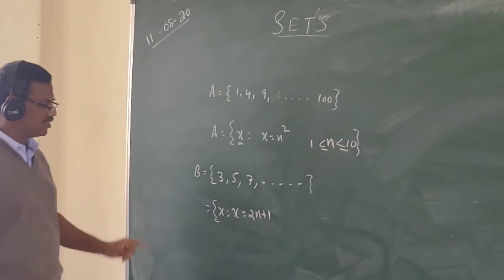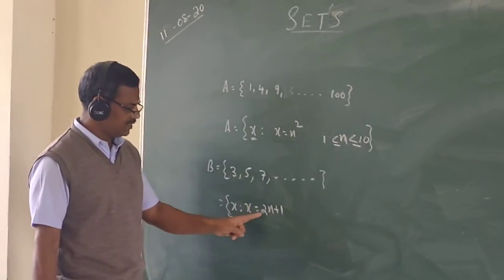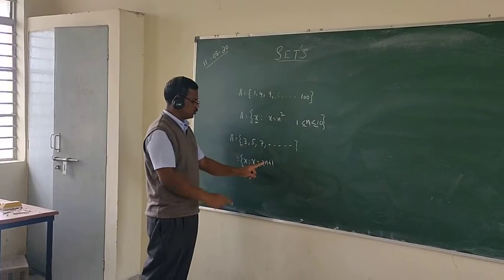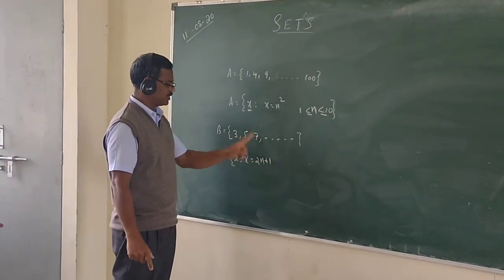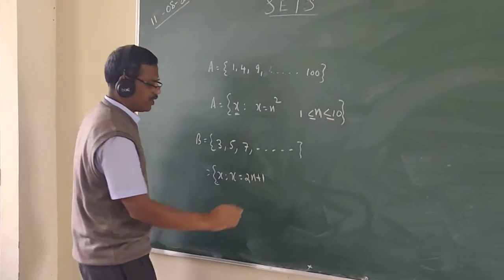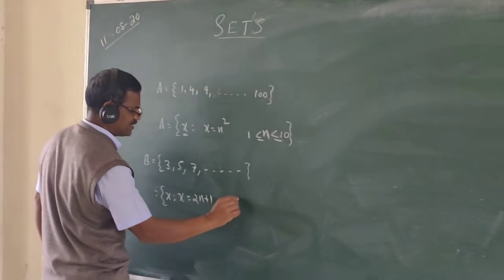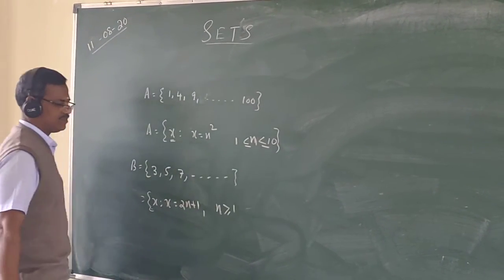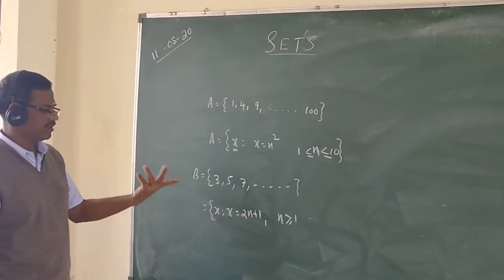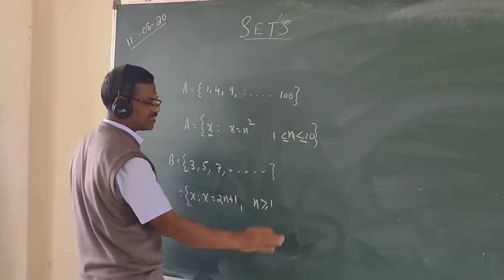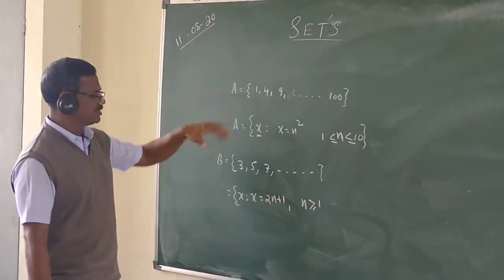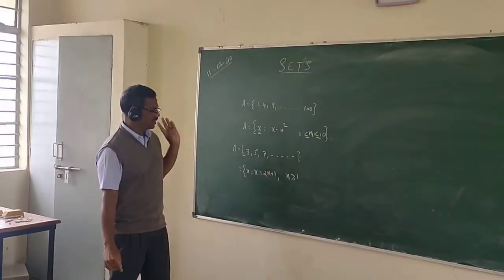If I write x is equal to 2n plus 1, then 2 into 1, 2 plus 1, 3; 2 into 2, 4 plus 1, 5, etc. it goes. So you can say that n is greater than or equal to 1. n is a natural number, or I can simply say that n is a natural number is also sufficient. This is how we can convert these into the set builder form.